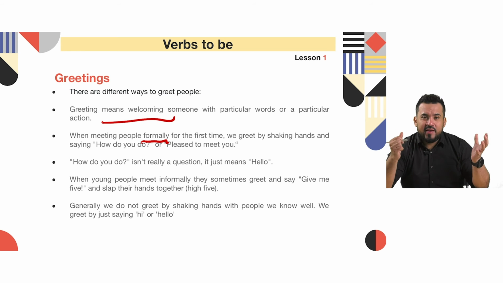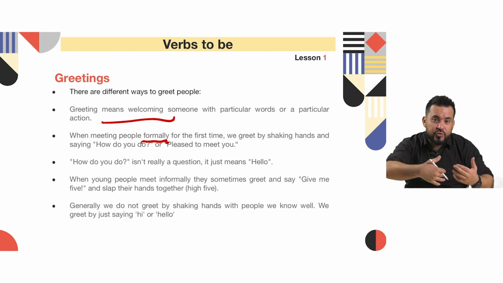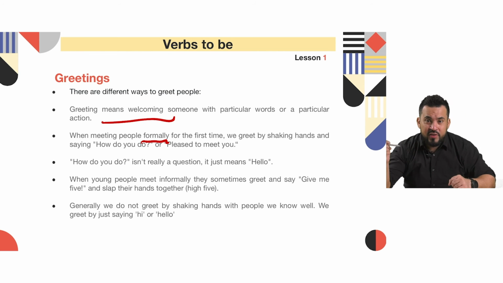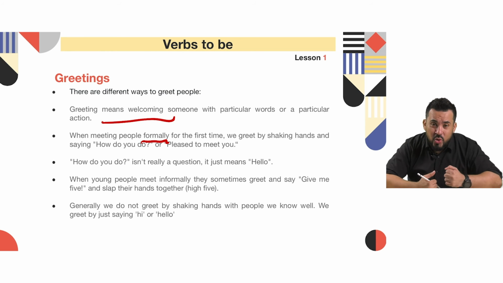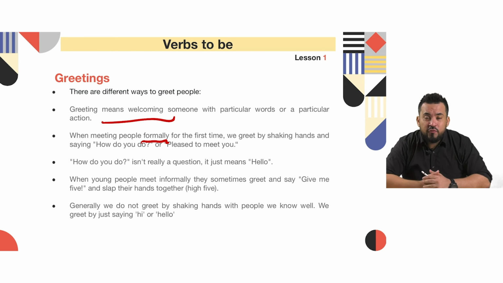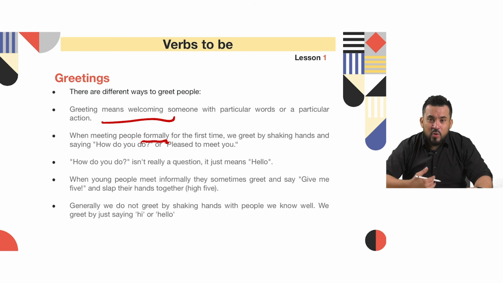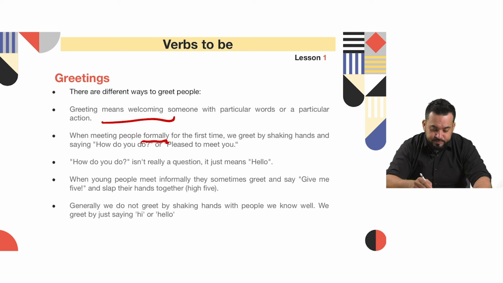Formal means like at the office, or if you say hello to your superior, someone who is at a higher level than you in your company, at work, or you meet someone you don't know for the first time. Normally, we use formal greetings. Casual greetings is what you use with your friends or with people you know. So there are different ways we greet people or welcome people. Greeting means welcoming someone.